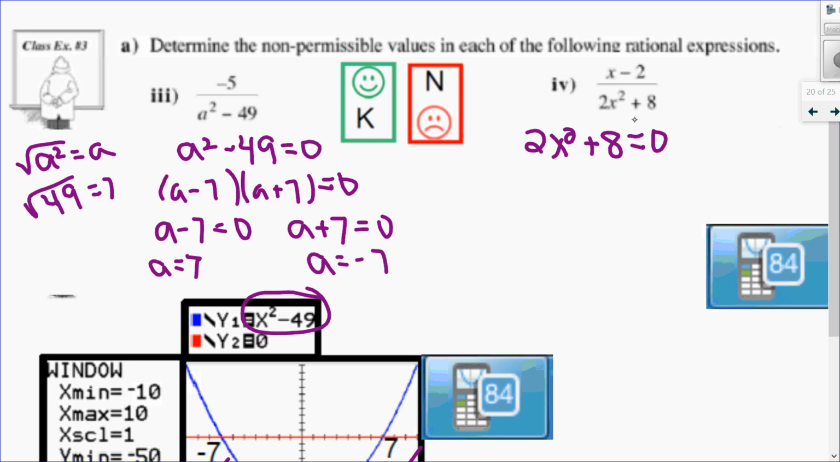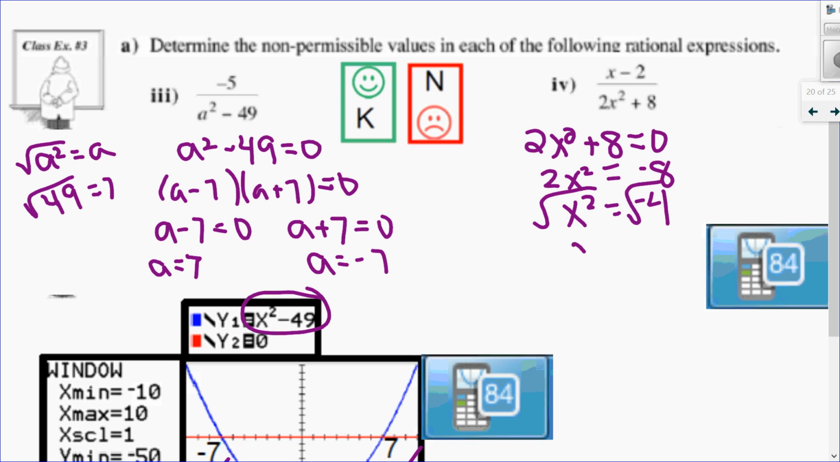So algebraically, if I were to solve that, I would subtract 8 from both sides and then divide both sides by 2. Now, look what I get. I get that x squared is equal to negative 4. It is not possible to square a number, which means multiply it by itself, and have it equal a negative. If you don't see it at this step, watch here.